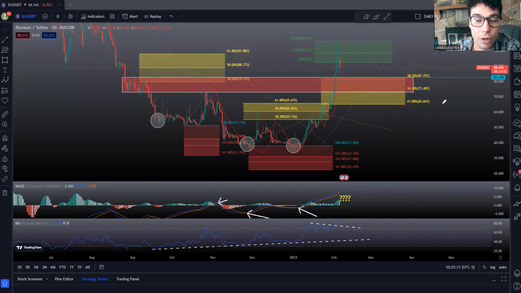So now you should have a pretty good understanding. We want to see the RSI continue to hold this trend line right here and not collapse below, because if that happens, most likely we're going to see us come down and test some of our major levels here between 81, 73, and 65.